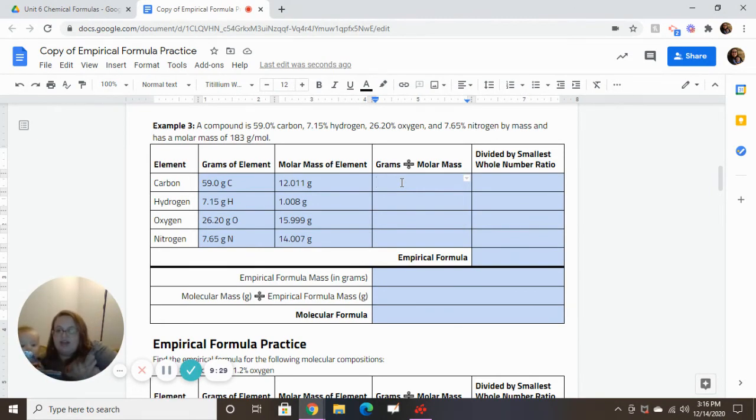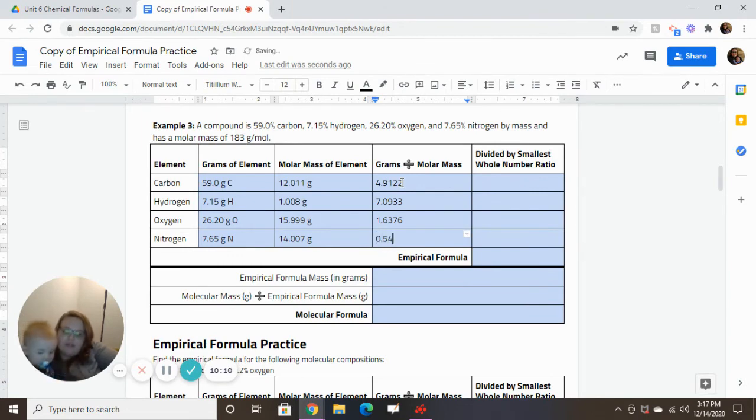All right, 59 divided by 12.011. And if you notice when I do these, I leave several decimal points, and that's just so I'm not rounding until the very end. All right, for hydrogen, 7.15 divided by 1.008 is 7.0933. Oxygen, 26.20 divided by 15.999 is 1.6376. And then my last one, 7.65 divided by 14.007.